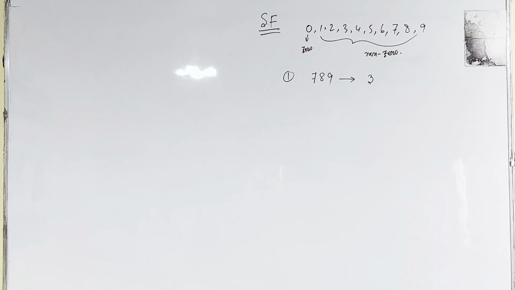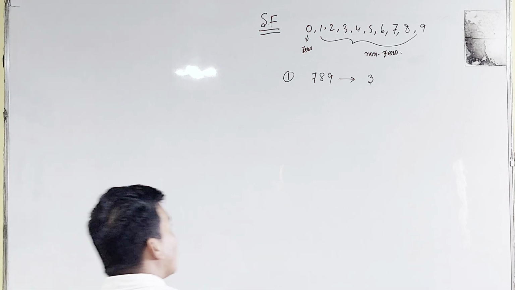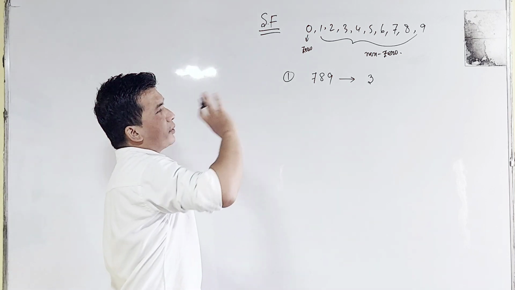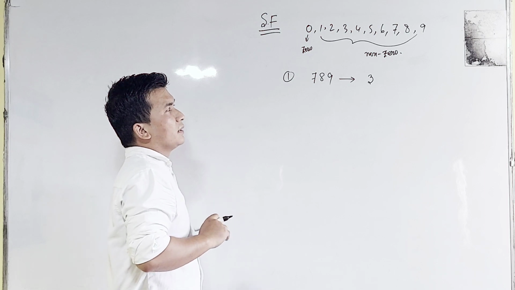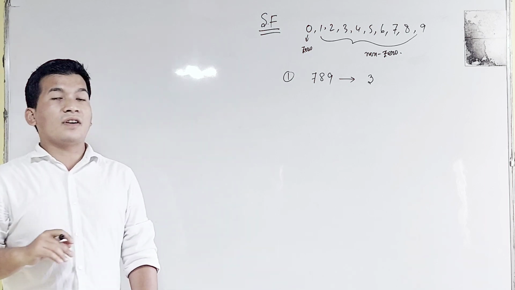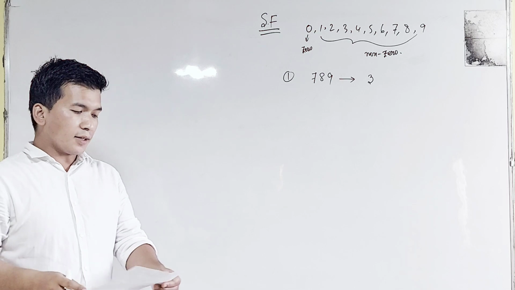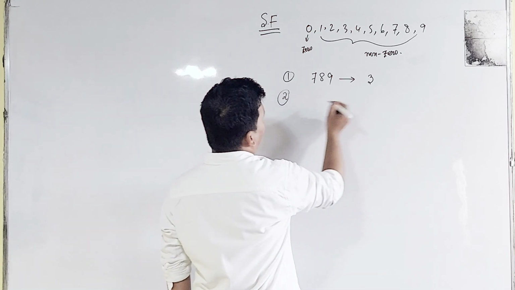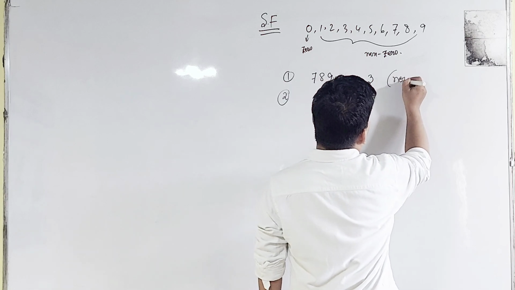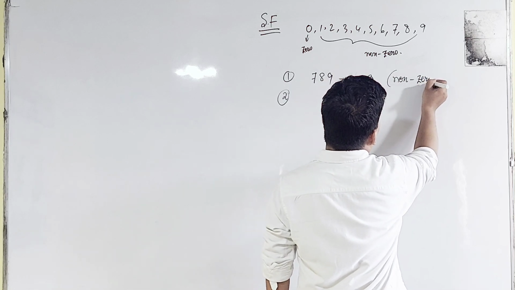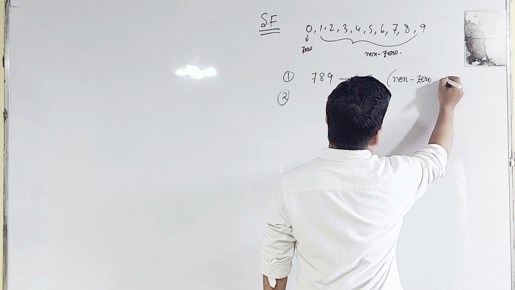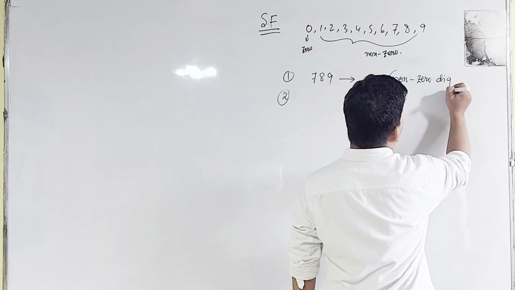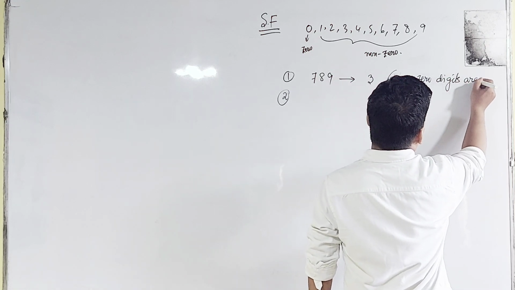Whether it is 7 8 9 or 2 4 5 6, all the numbers will be significant figures. This is the first law. All the non-zero digits are significant. All the non-zero digits are significant.